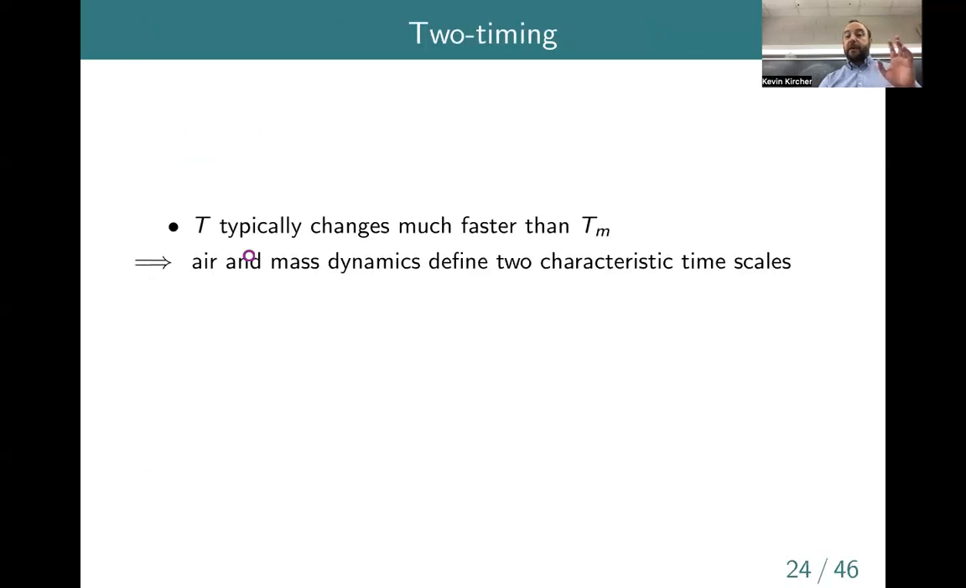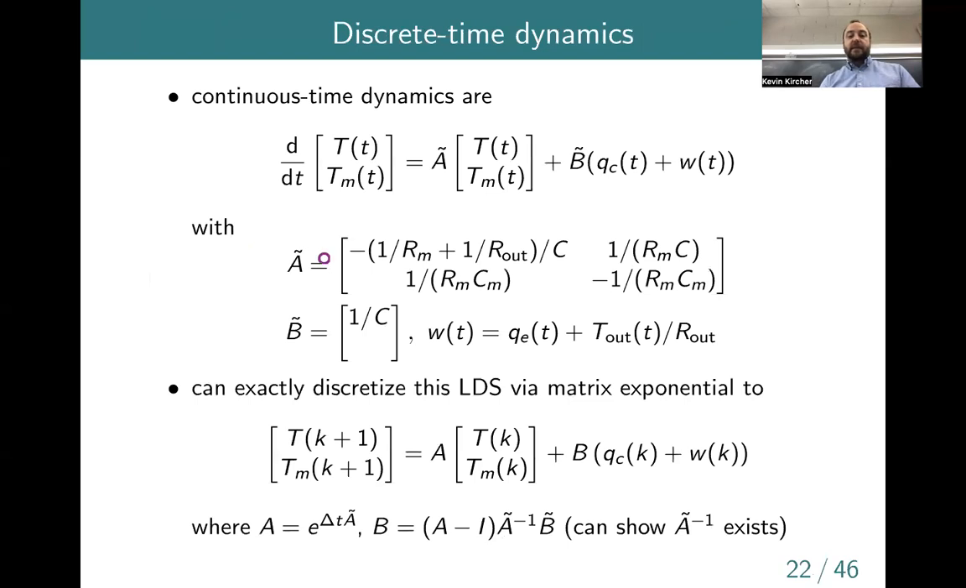Yeah. That's kind of my ground truth, right? So I took basically this thing, I specified the R's and the C's, and then I built these matrices, and then I did the discrete time thing, and then I used basically this equation to simulate. Does that make sense? Yeah.